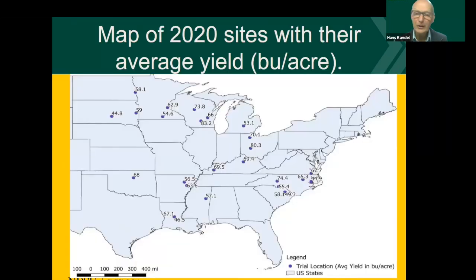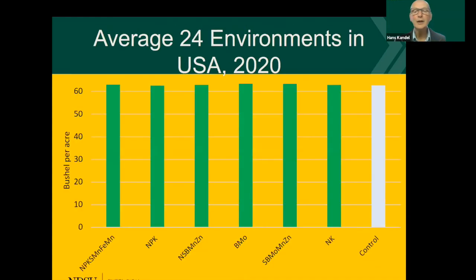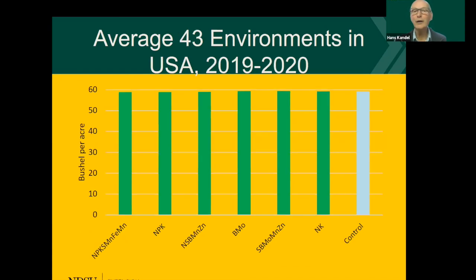Now, the interesting thing about this particular project is that I've been doing this trial with some of my colleagues over the United States, and all the dots here represent where the exact same trial was conducted. And you can see in North Dakota, that is our yield. This one is data from 2019. And then we also looked at 2020. And when we look at those yields in 2020, no difference between the treatments in all the environments, 24 environments. And then we look at 43 environments combining 2019 and 20, no difference.